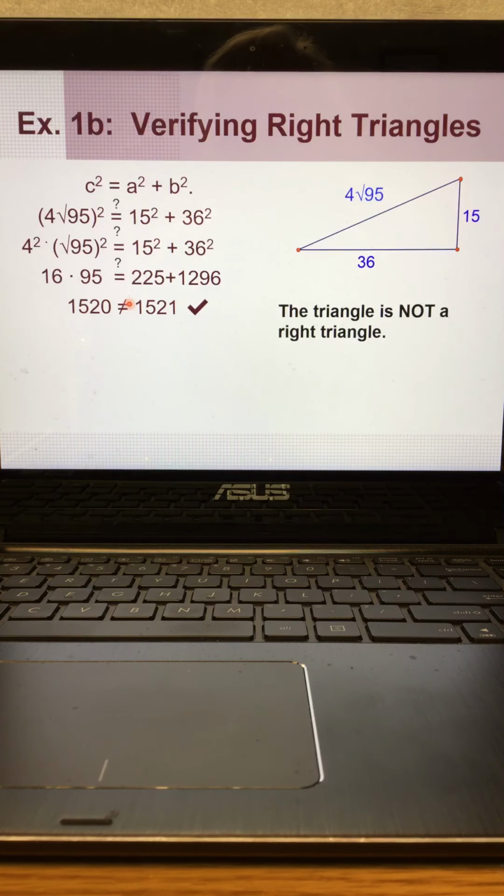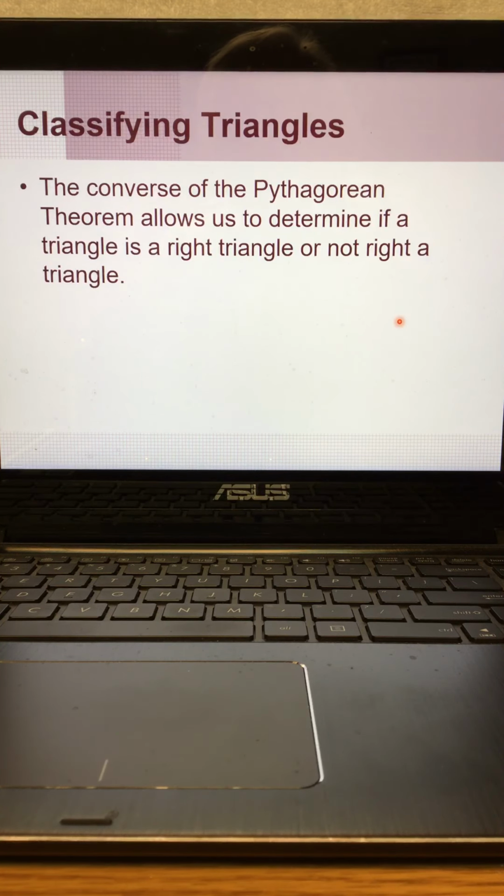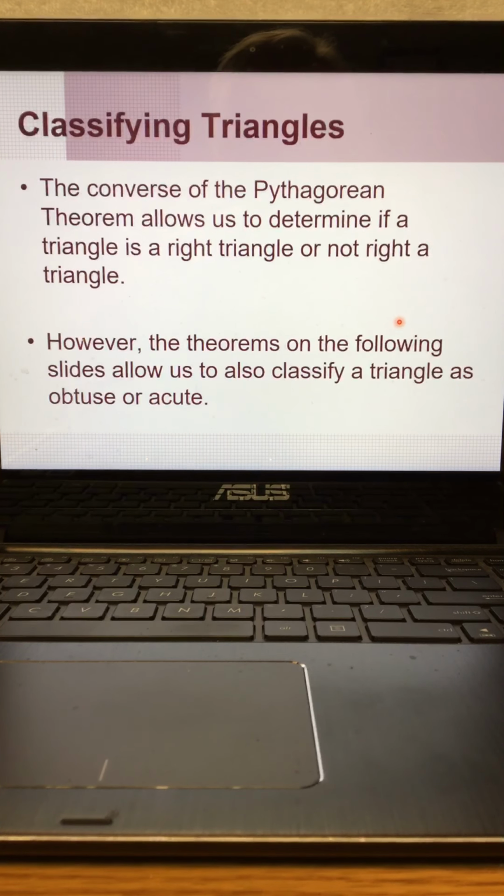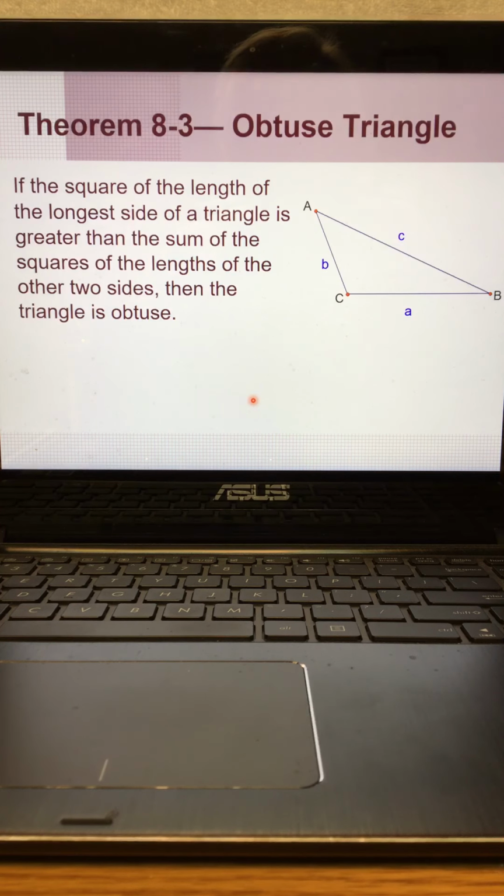Now, if we just stopped with the converse of the Pythagorean theorem, we would think that all we could do is tell you, yes, you have a right triangle, or no, you don't. But I'm going to talk about 2 other theorems, and when you use these theorems, you can go a step beyond and tell me that, yes, it's obtuse or it is acute. So I have a way of determining if they're right, and now we're going to talk about ways to determine if they are obtuse or acute.